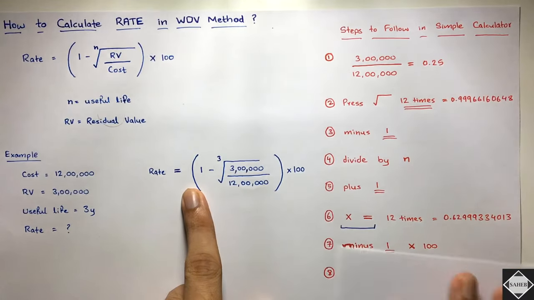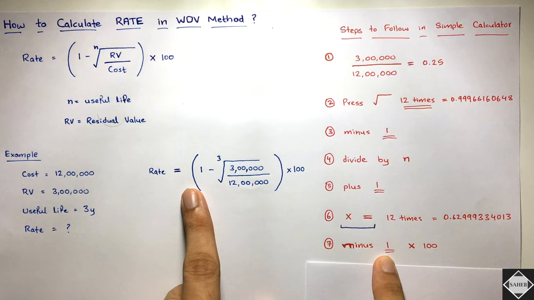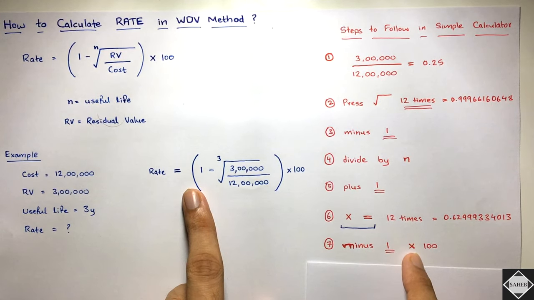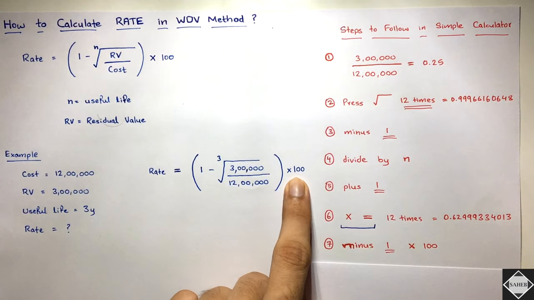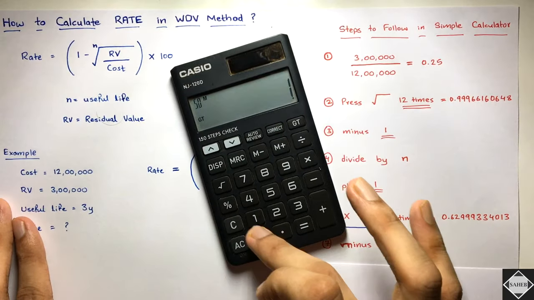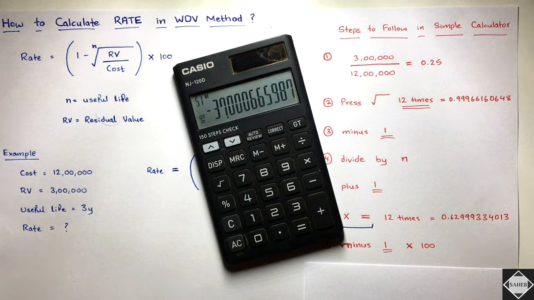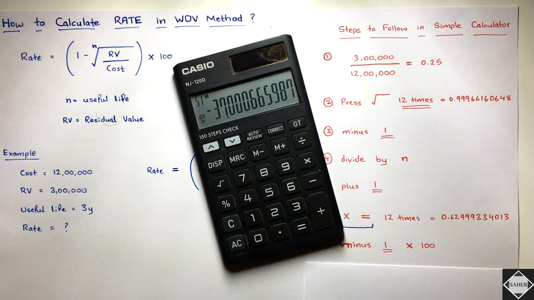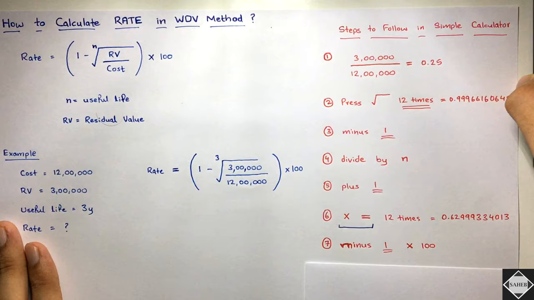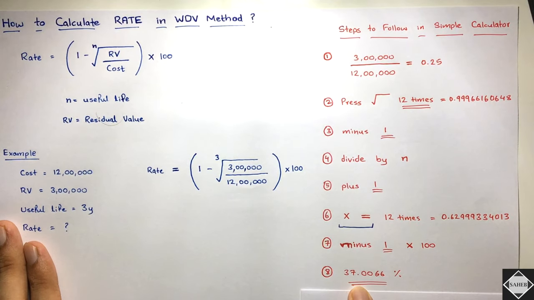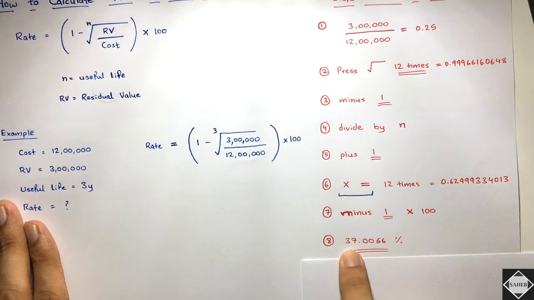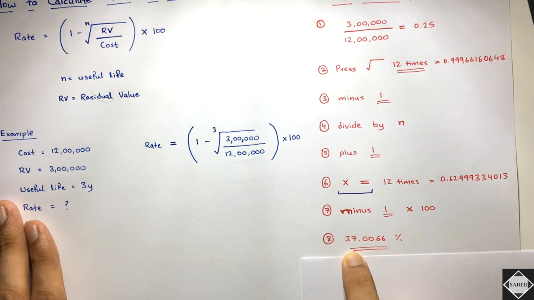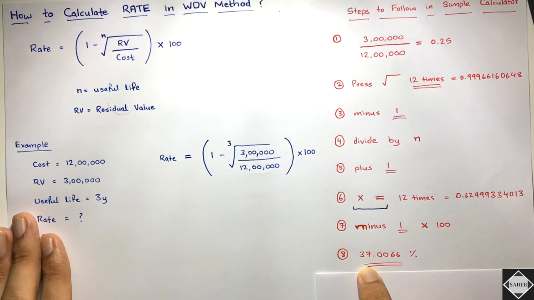Seventh step has been done, minus 1. Now we do into 100 to calculate the rate. So just into 100, that's equal to 37.00665987. This is the WDV rate. This is how you calculate it. Understood? Simple. So this is how you have to do it. 37.0666, you can just round it off. You can just take 37%. Is that clear? Now we have to understand one more thing.